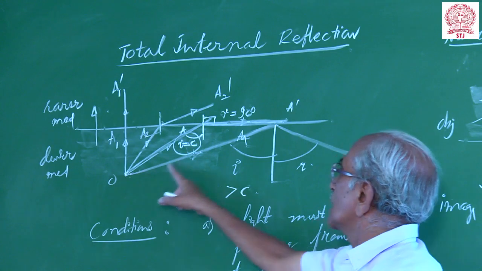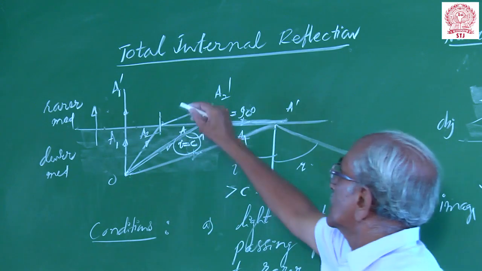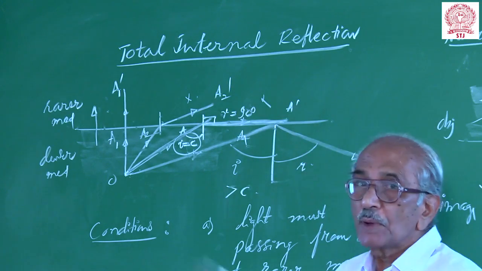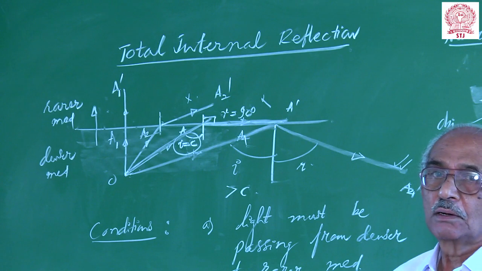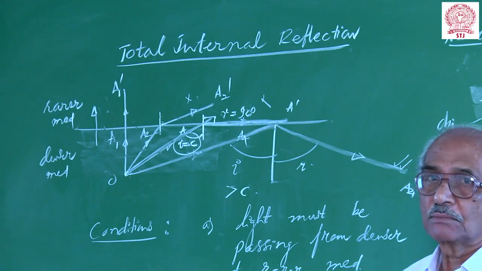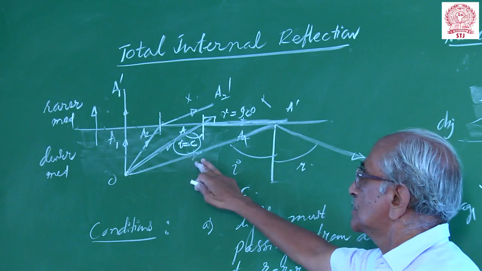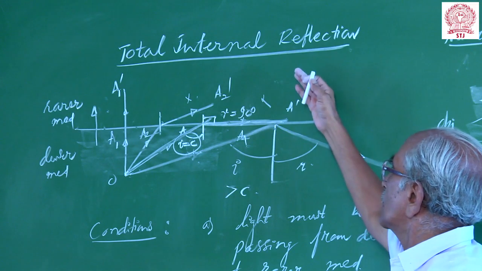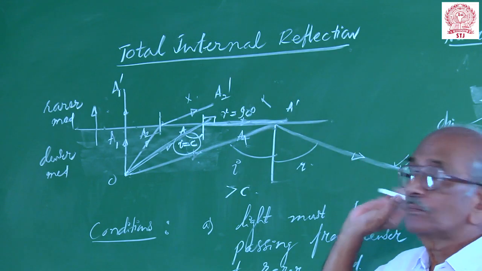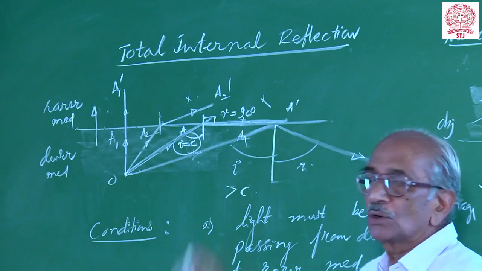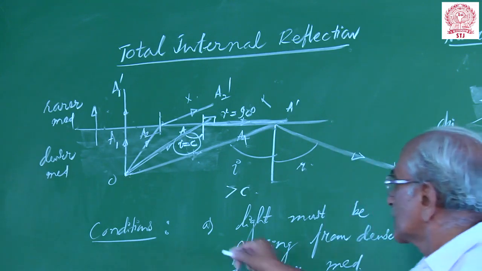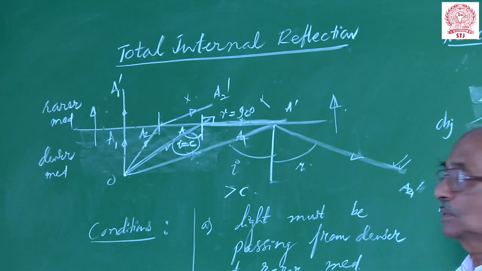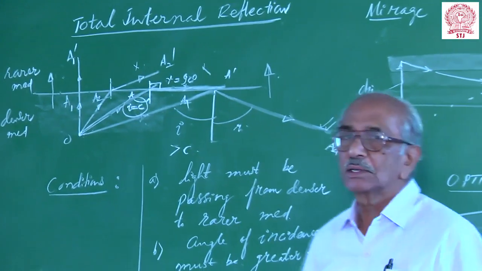And if the angle of incidence is further increased, there is no refraction, all the light comes back into the same medium. It is called total internal reflection, the property of light by which, when it tries to go from denser to rarer medium, it cannot go, it comes back in, and that is called total reflection. Now total internal reflection takes place when light tries to go from denser to rarer medium and the angle of incidence is more than the critical angle.